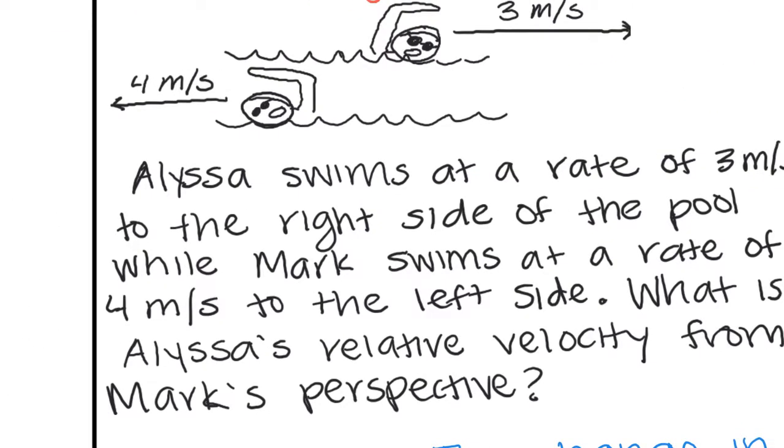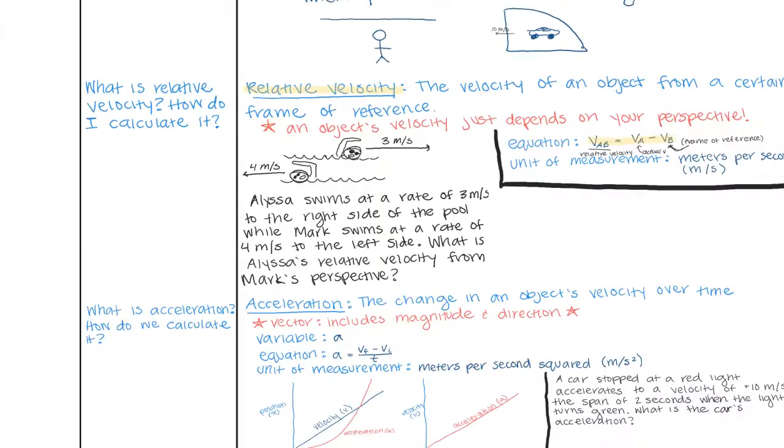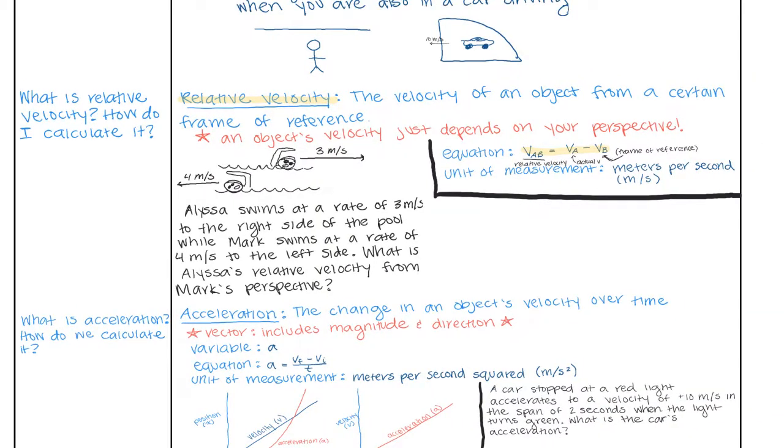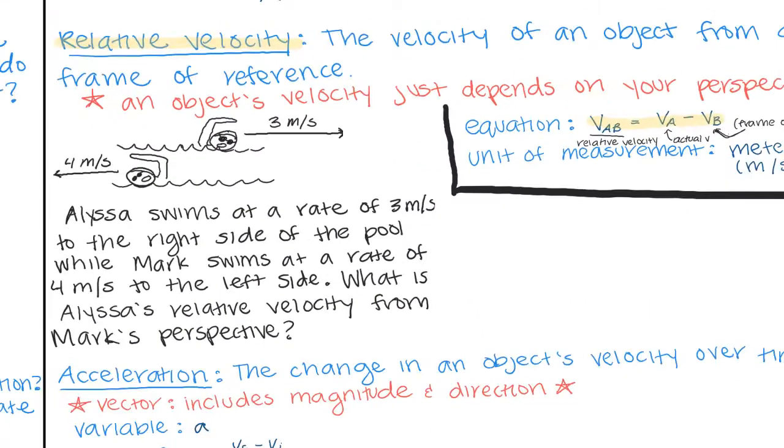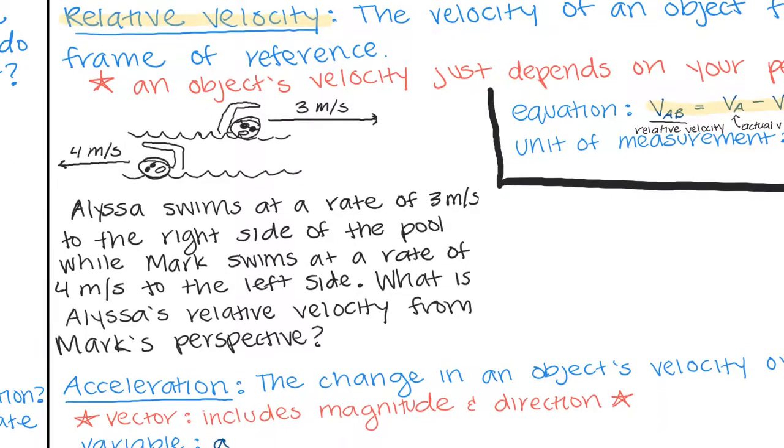So I'm going to zoom out a little bit. So let's say that we are in a swimming pool and we've got two lap swimmers swimming in two different directions here. So we've got Alyssa, who's swimming at a rate of 3 meters per second to the right side of the pool, while Mark swims at a rate of 4 meters per second to the left side of the pool. The question asks, what is Alyssa's relative velocity from Mark's perspective? Okay, so we are looking at Alyssa's velocity from Mark's perspective.